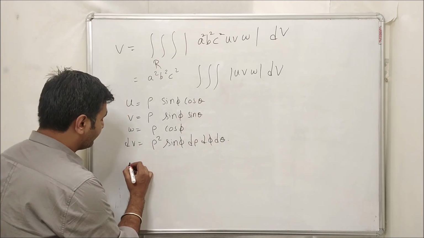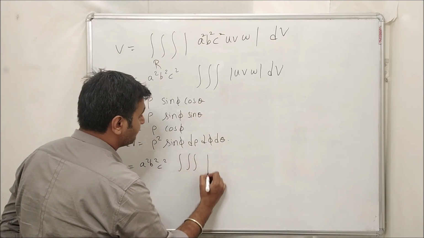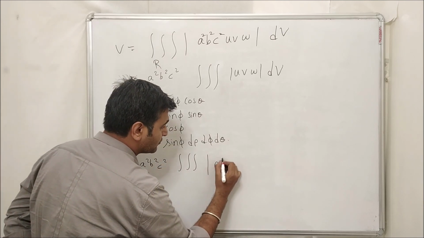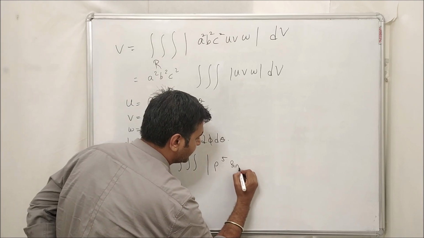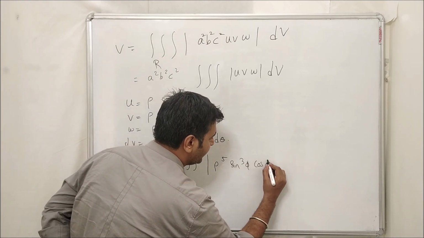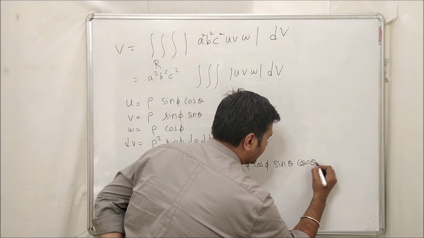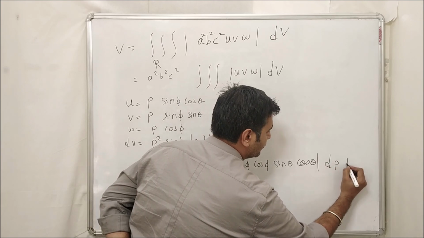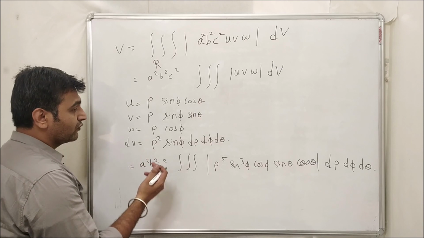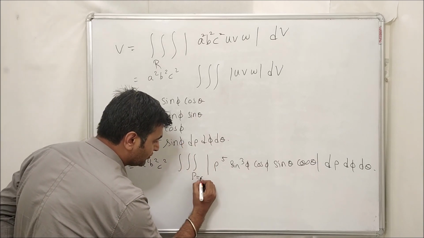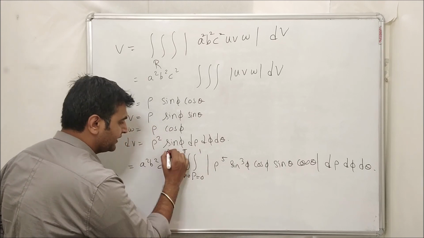Okay, so if I do this over here, I have a square, b square, c square outside, triple integration of the mod of the product. So rho raised to 5, then sin phi, sin phi, sin phi, so sin cube of phi into cos phi, and then sin theta cos theta, mod of d rho d phi d theta. Fine. And what are the limits of rho? It's a unit sphere, right? So your rho is 0 to 1, phi is our normal 0 to pi, and theta in the xy plane is 0 to 2 pi.